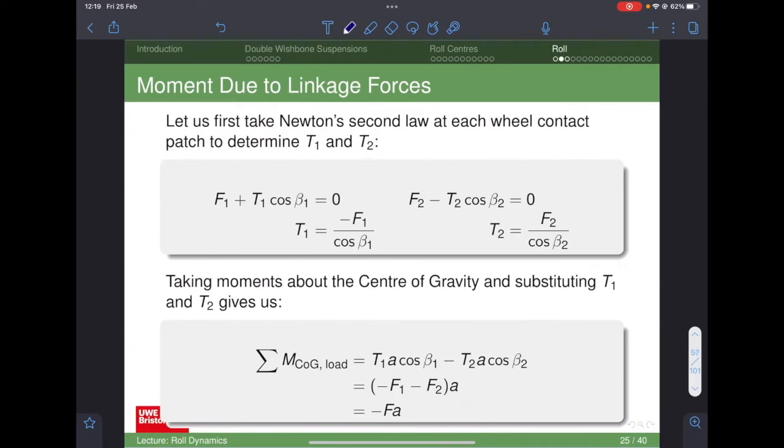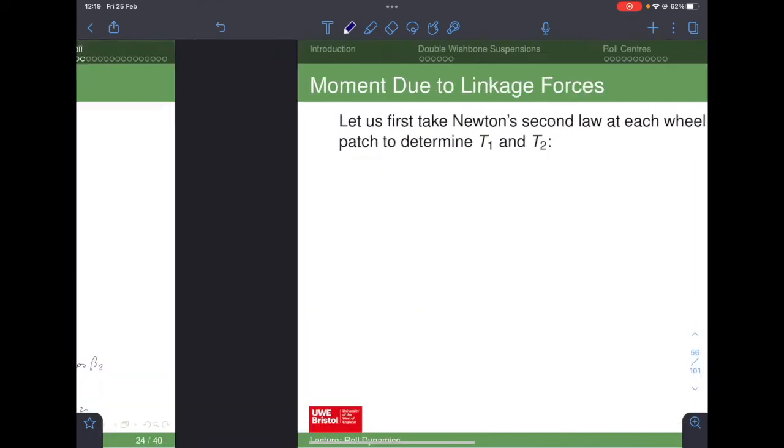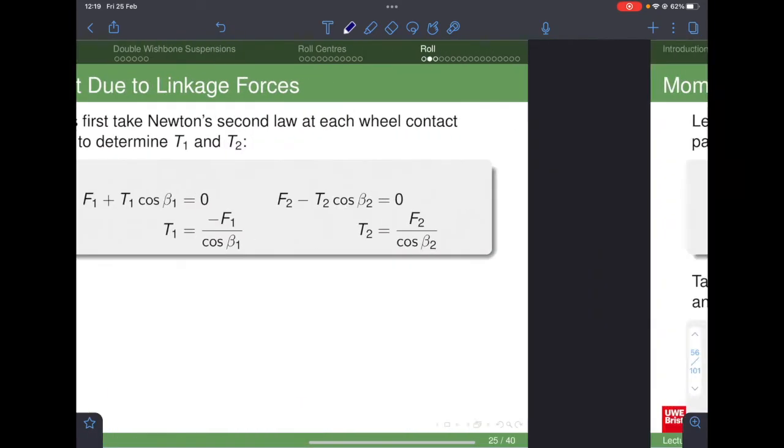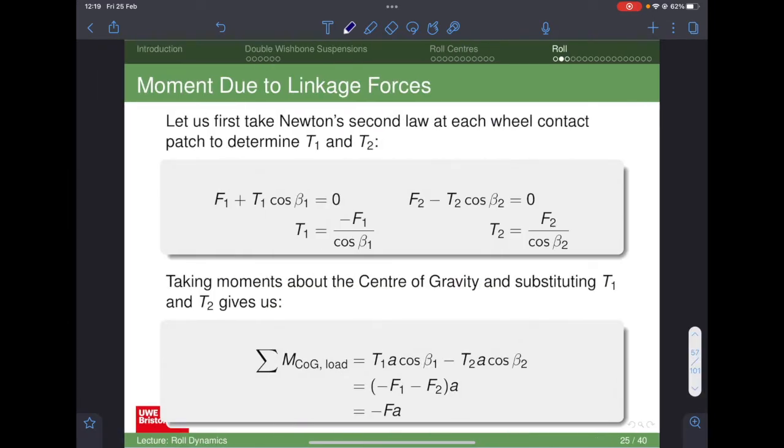Then once you've got those T forces, you can take moments about the centre of gravity and substitute T1 and T2. That gives you a force F times A. So moments around the centre of gravity, you've got these forces being applied here, and there's a distance here, A. You can generate the loads there. The moments around there must equal the moment around the centre of gravity of that load F, which is your mv squared upon r, the lateral force.